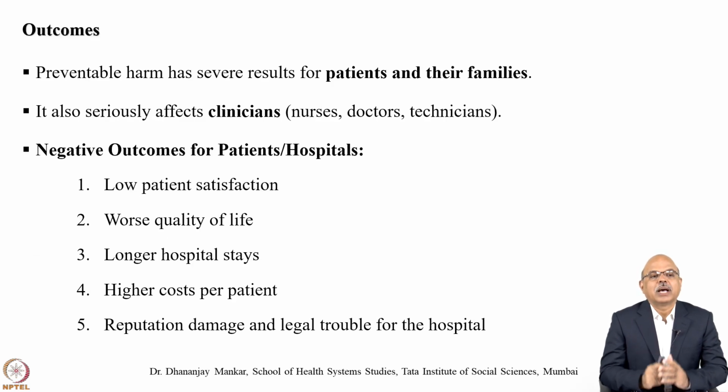What should be the outcome? The outcome is preventable harm, which has severe results for the patient and their family. It also seriously affects clinicians, nurses, doctors, technicians and all other staff. Negative outcomes for the patients and hospital, which is a very serious issue to be concerned about: low patient satisfaction, worse quality of life, longer hospital stays, higher cost per patient, and lastly, reputation damage and legal trouble for the hospital, which a hospital really doesn't like to take on.